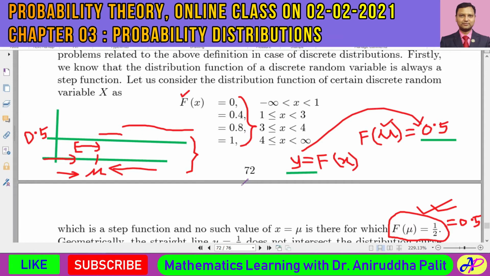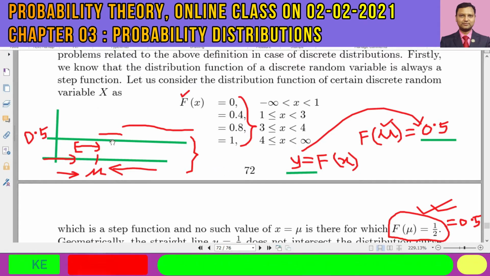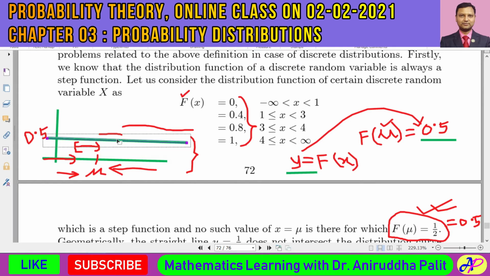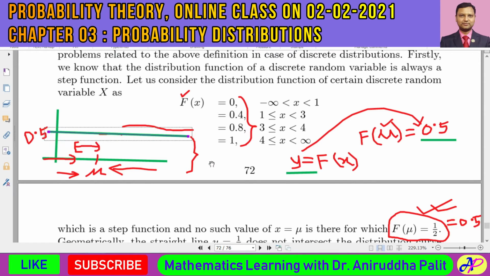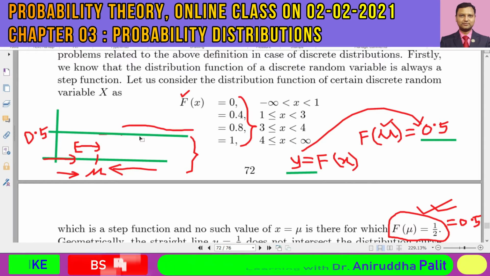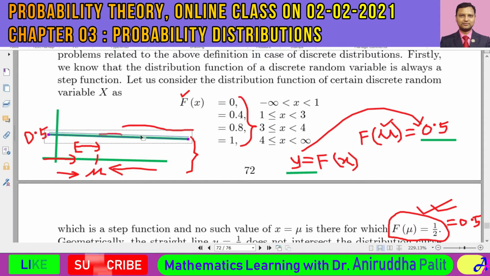All right. And we get some other kind of problem as well. What is the problem? Sometimes what happens is that this line, for F of mu equal to half or y equal to half, coincides with one step.